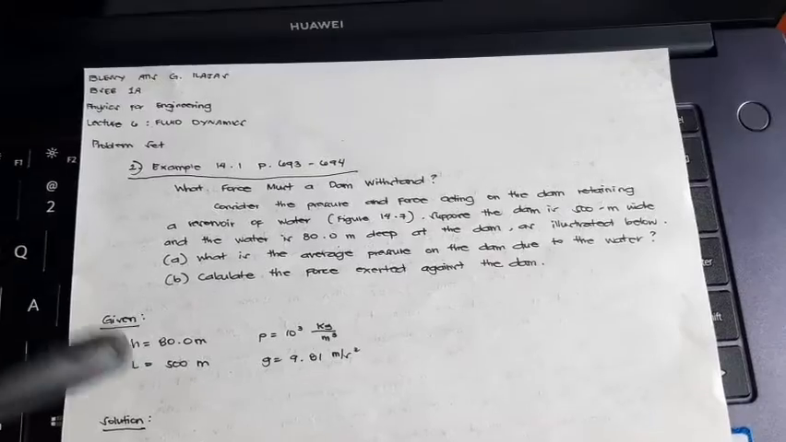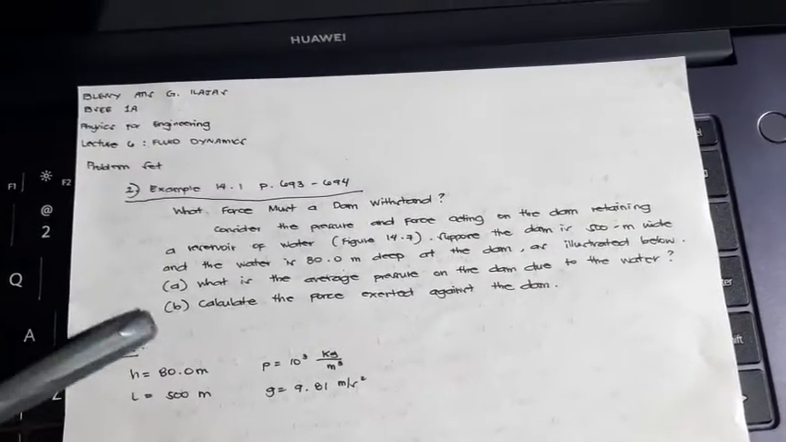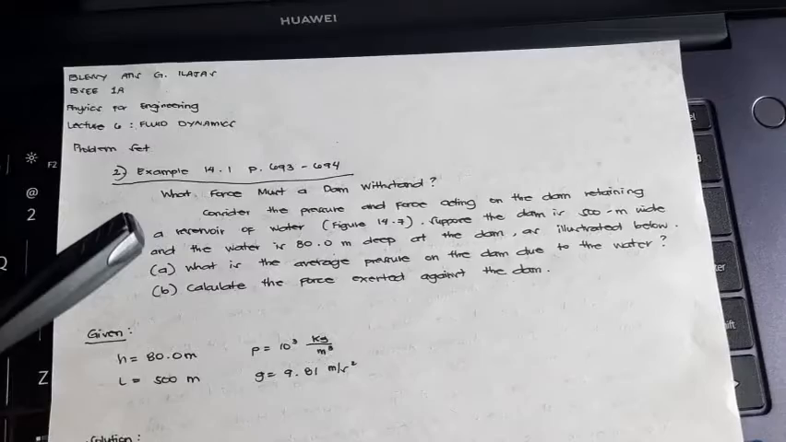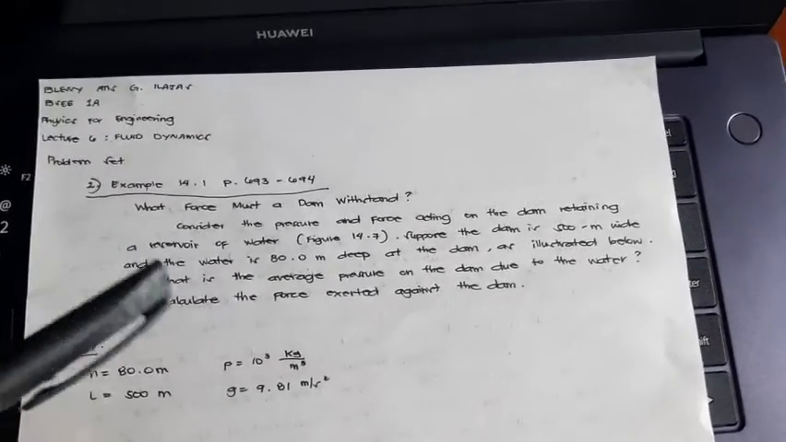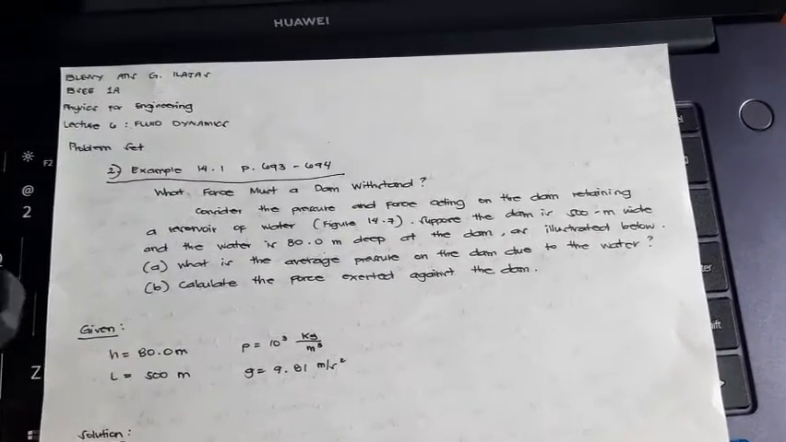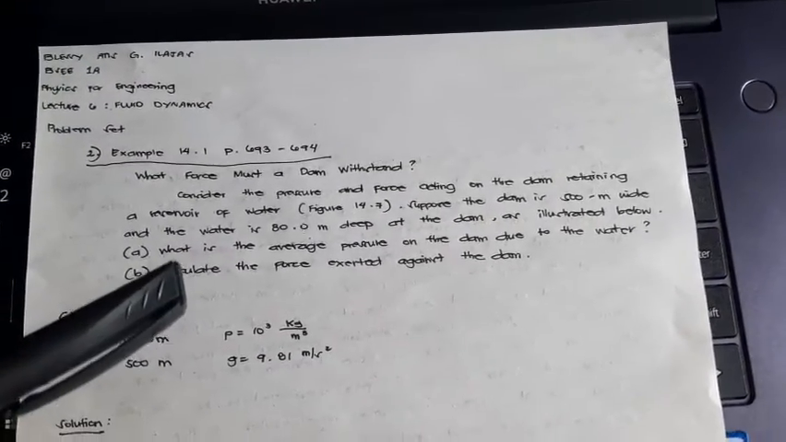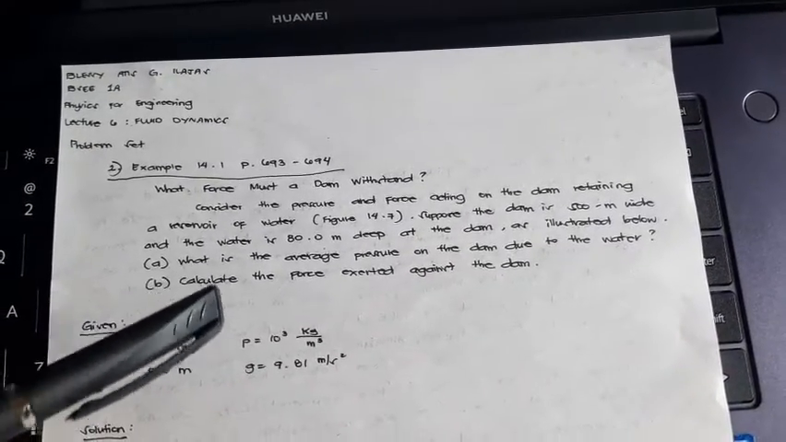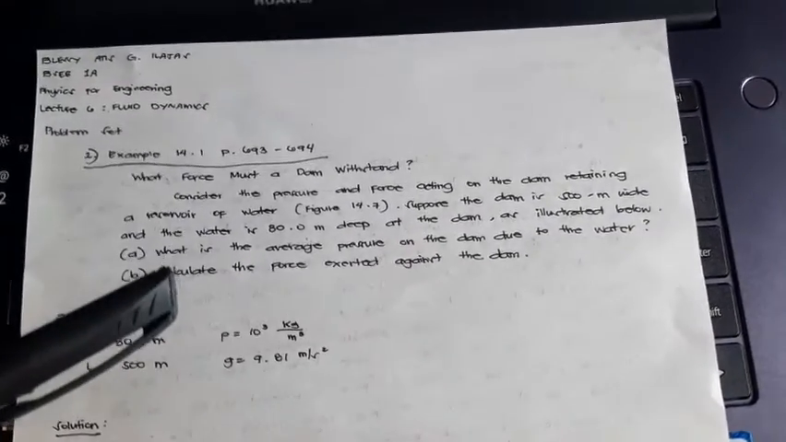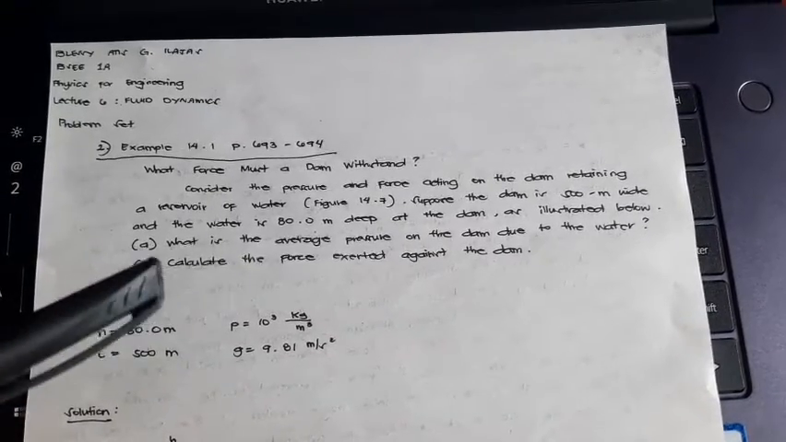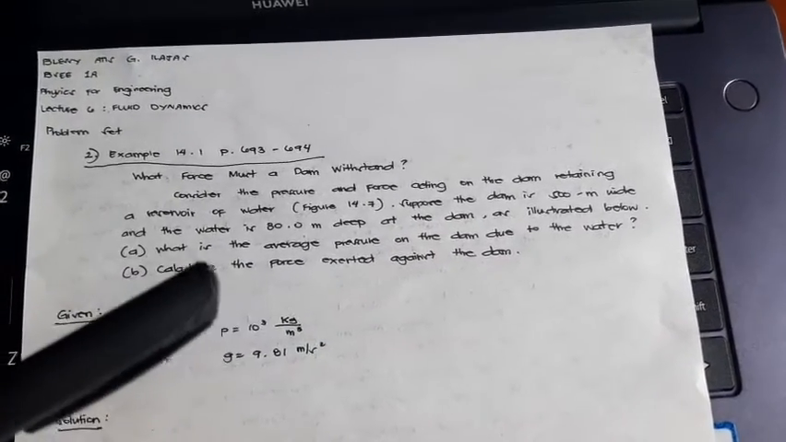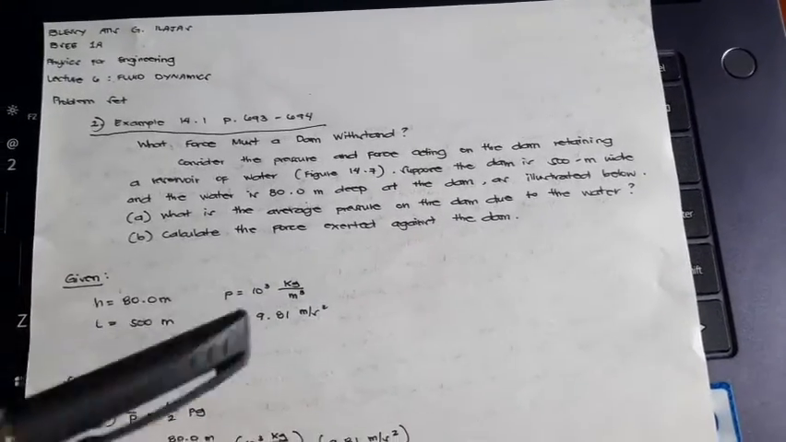So let's proceed to the problem set number 2. Example 4.1 on page 693 to 694. What force must a dam withstand? Consider the pressure and force acting on a dam retaining a reservoir of water on figure 14.7. Suppose the dam is 500 meter wide and the water is 80.0 meter deep at the dam, as illustrated below.